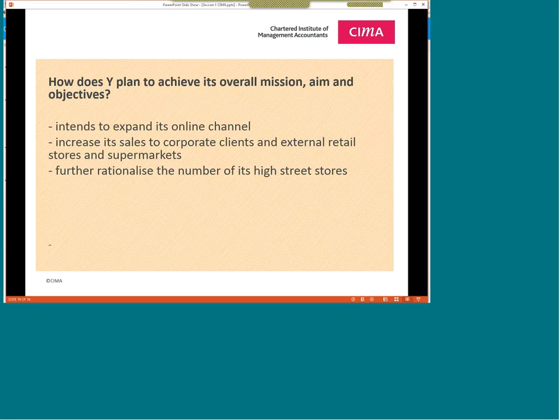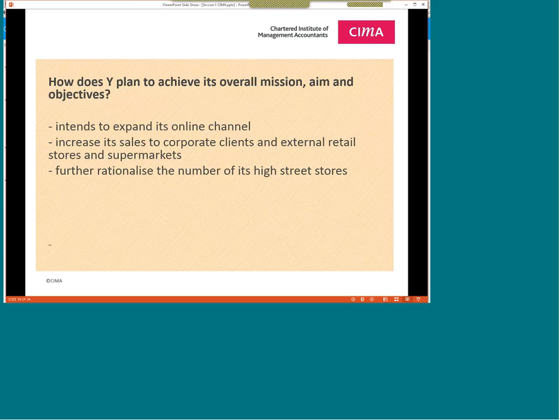They want to increase corporate clients and external retail stores and supermarkets, and decrease the amount of high street stores. Why do you think they want to increase the online channel and corporate clients, and decrease high street stores? Is it in line with their primary objective? Because the cost is low for online and the corporate clients, I think. Because the high street stores are making losses, as per the scenario, if I'm not mistaken, I think.